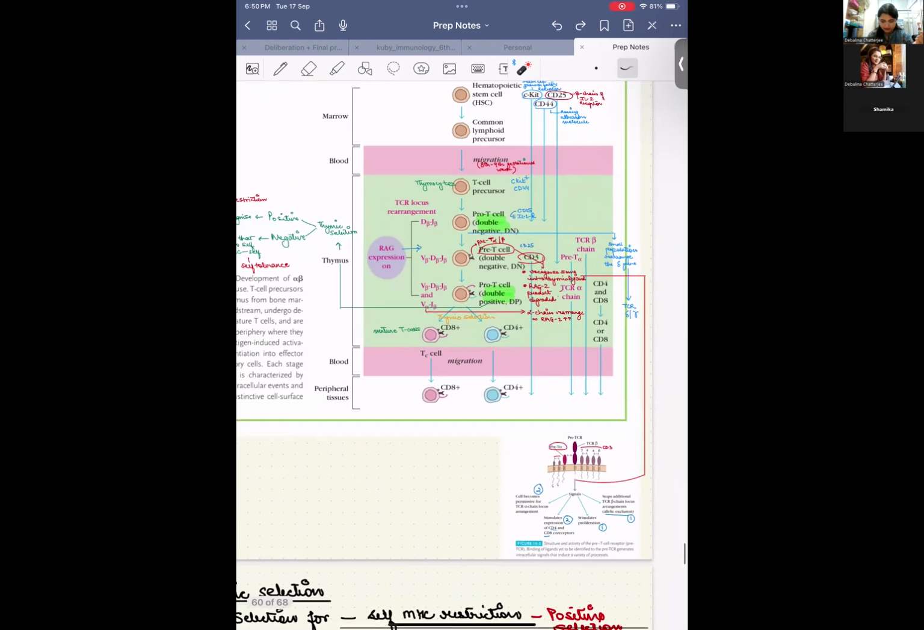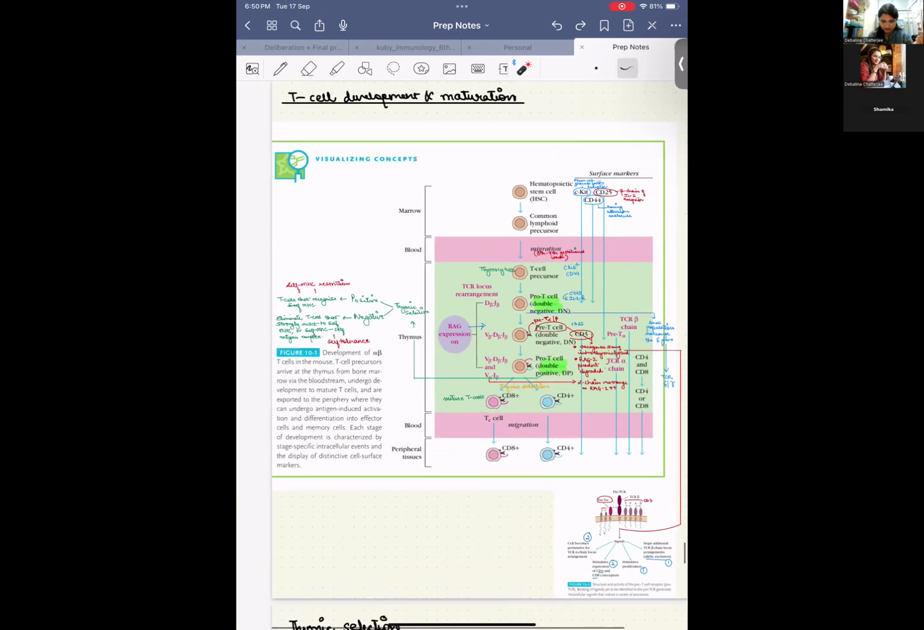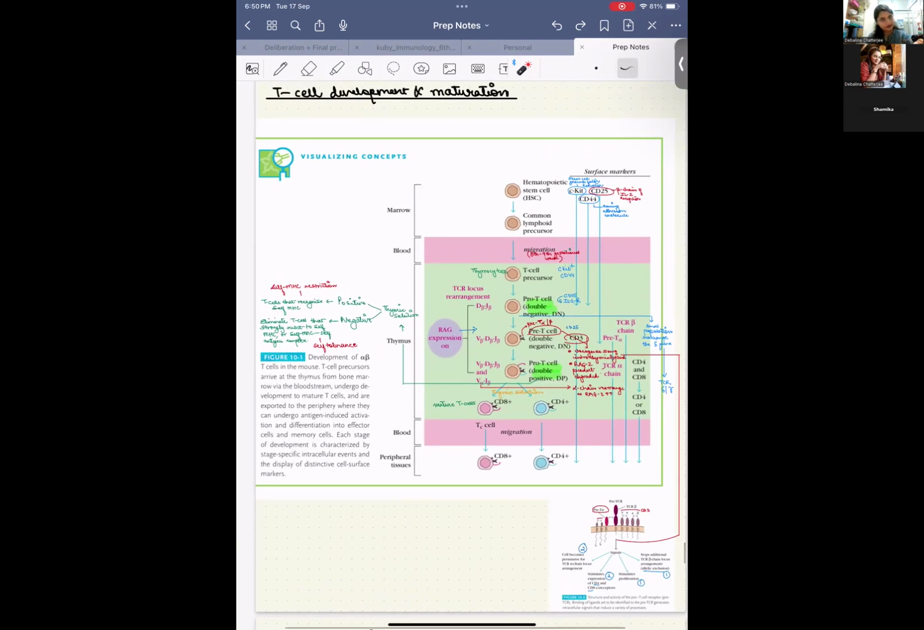Mom, does the cell first undergo positive selection and then negative selection, or will only one be happening? No, both things happen. First, they are selected by positive selection, where the self MHC restriction is achieved. And next, we have self tolerance, which is achieved by the process of negative selection. So, positive first, and then it is subjected to negative selection.